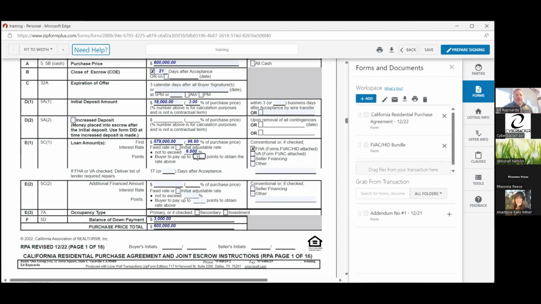And maybe I say, buyer to pay up to 1 point to obtain the rate above, right? So today it's at 6%, but the lender doesn't lock it in, and then it moves up to say 6.65. We've automatically crossed this threshold, but the buyer pays 1 point, could they get it below that, and does it meet that threshold? Does that make sense?